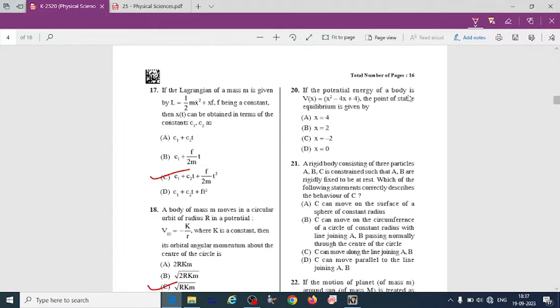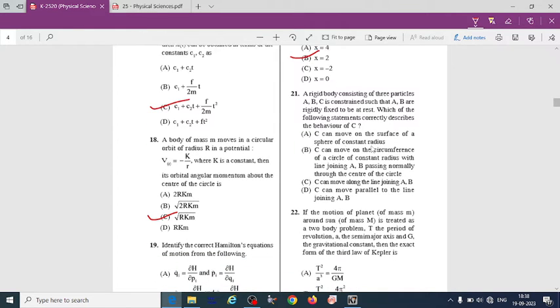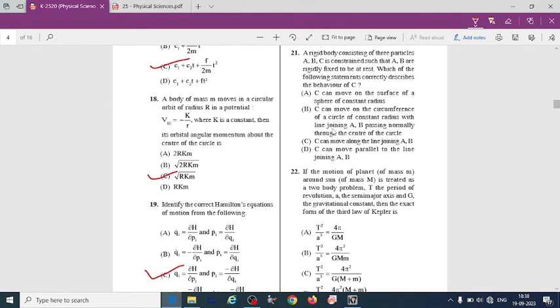If the potential energy of a body is given by this, the point of stable equilibrium is given by option B, x equal to 2. A rigid body consisting of three particles A, B, C is constrained such that A, B are rigidly fixed to be at rest. Which of the following statements correctly describe the behavior of C? If you read the options, you will come to know the answer will be B.